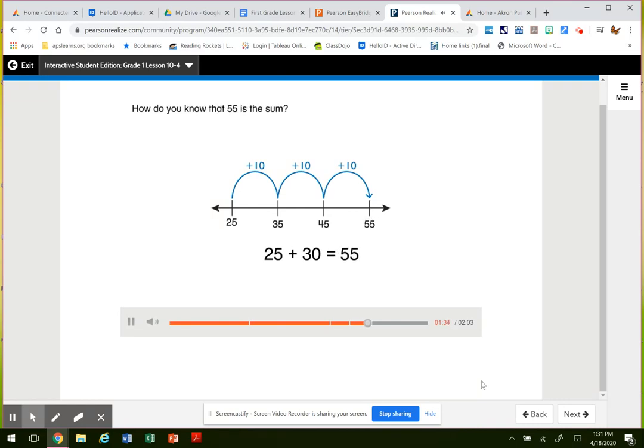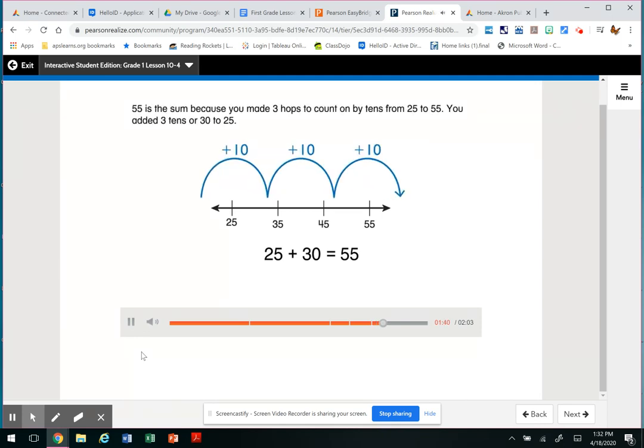How do you know that 55 is the sum? We know it's the sum because we hopped 3 spaces, and those 3 spaces we were counting by tens. 55 is the sum because you made 3 hops to count on by tens from 25 to 55. You added 3 tens, or 30, to 25.